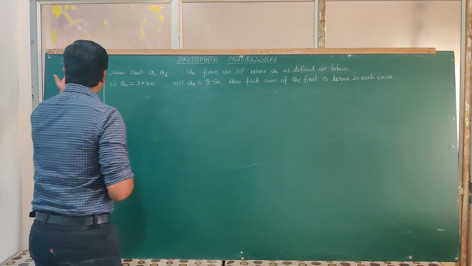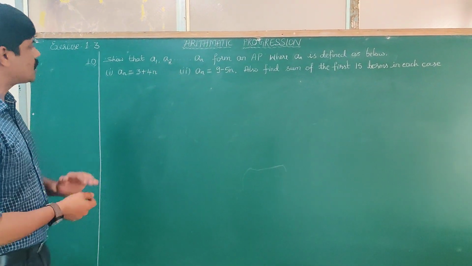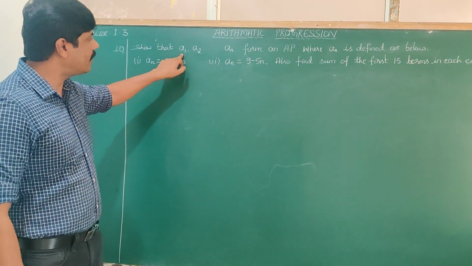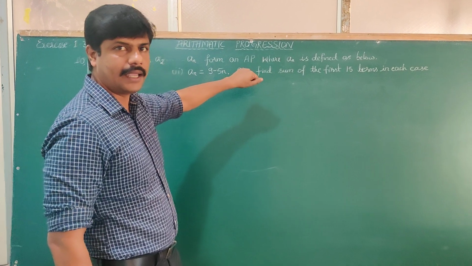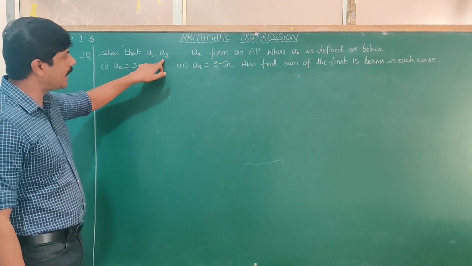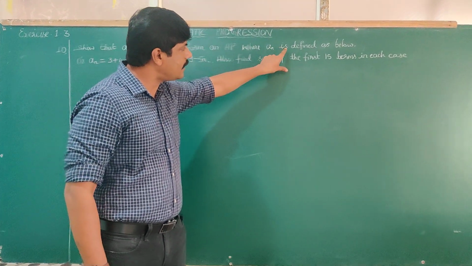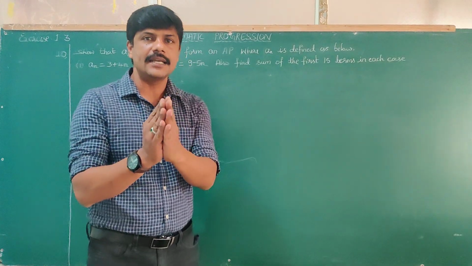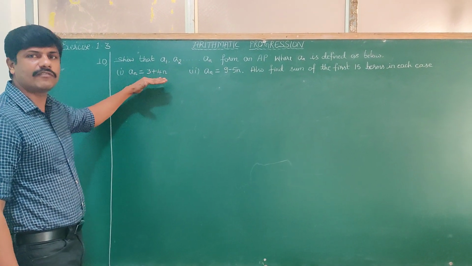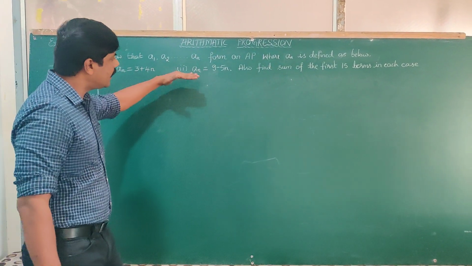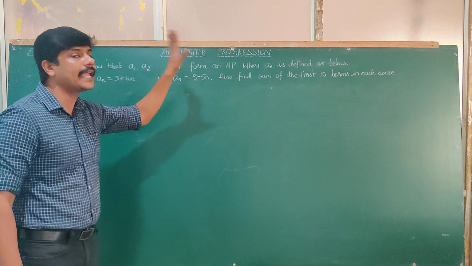Okay children, we'll do exercise 1.3, the 10th problem on arithmetic progression, which asks: show that A1, A2, etc. up to AN forms an AP, where AN is defined as below. What is that definition? AN is equal to 3 plus 4n. Second one, AN is equal to 9 minus 5n. These are the two definitions given for AN.